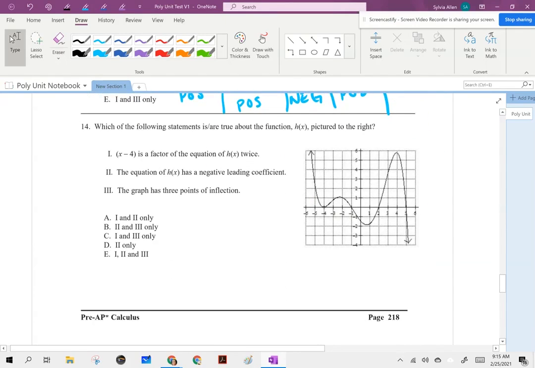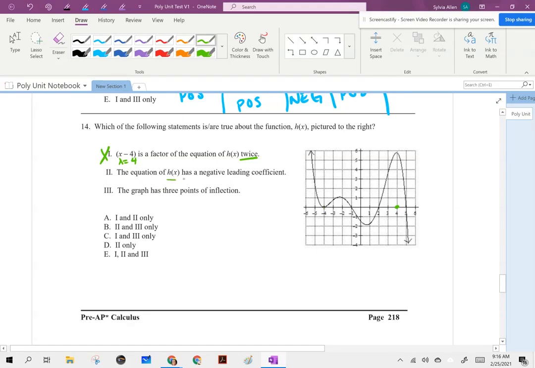Which of the following statements is true about this? X minus 4, which tells us that x is equal to 4, is a factor twice. So x is equal to 4 is right here. It's not even a 0. So that's not true. Now, negative 4 is a factor twice, but that's not what the factor is. All right. X equals negative 4, which means the factor would be x plus 4.